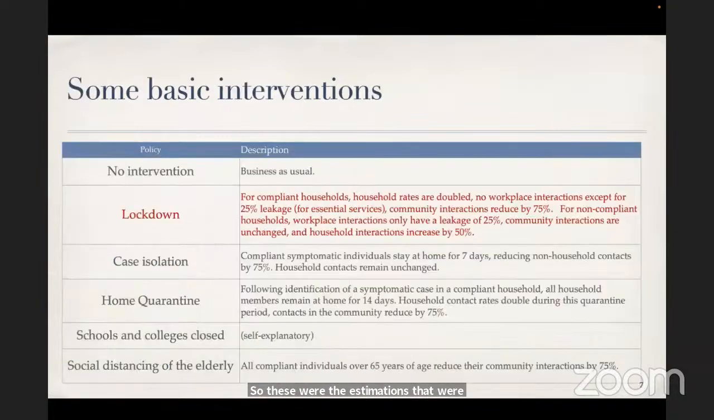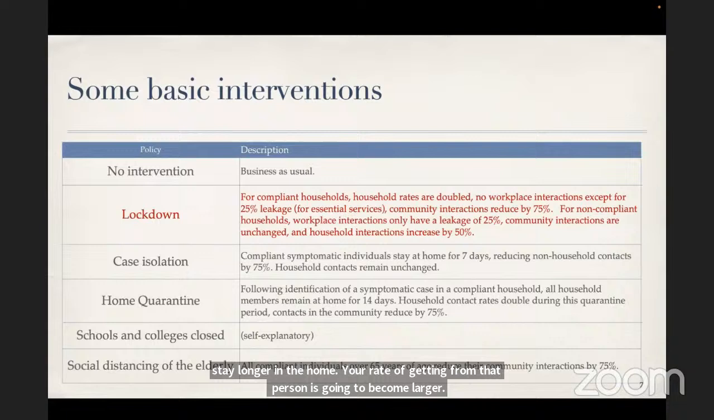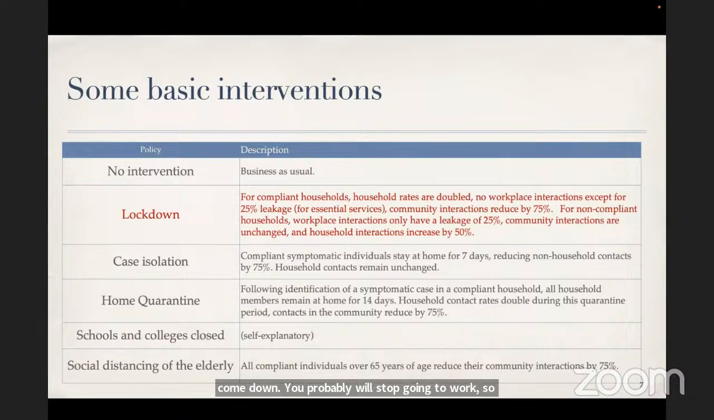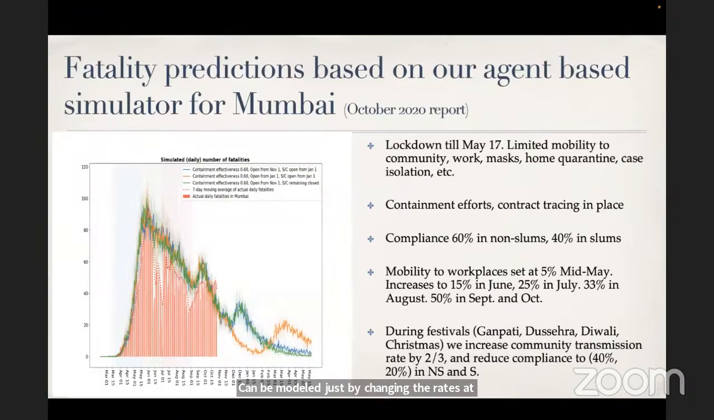All right, and then, when you have lockdown, case isolation, home quarantine, all that means is, suppose you have a lockdown, then if you're with somebody who's infected in the home, you stay longer in the home, your rate of getting infected from that person is going to become larger. You probably won't go to the community that much, so your rate of getting infected from the community will come down. You probably will stop going to work, so your rate of getting infected from work will come down. So in that sense, how your mobility changes based upon the restrictions placed upon you by the government, etc., can be modeled just by changing the rates at which you get infected. So with this, now you can develop these projections.